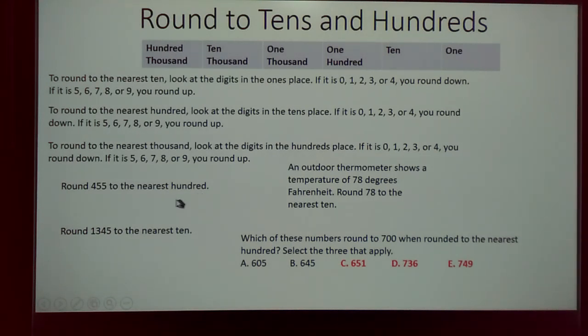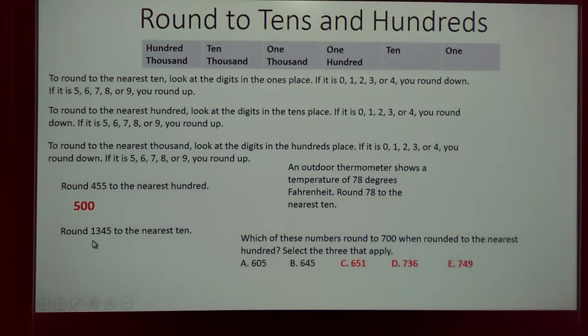Now, let's look at some problems. Round 455 to the nearest 100. So, I'll look at my tens column, which is a 5, and remember, if it's 5 to 9, you round up. So, 455, we round up, and it becomes what? 500.